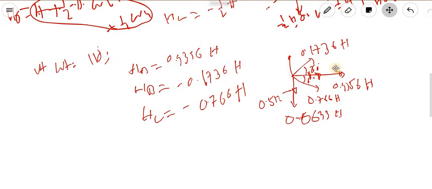Now we are taking this as a reference. So this is the reference H, this one A. If HB is negative, B will be in this way, and C in this way. In the same way, the angle between this and this will be 60 degree, and this will be 60 degree. So here you will be getting one component, and here another component. Now this component, how much?